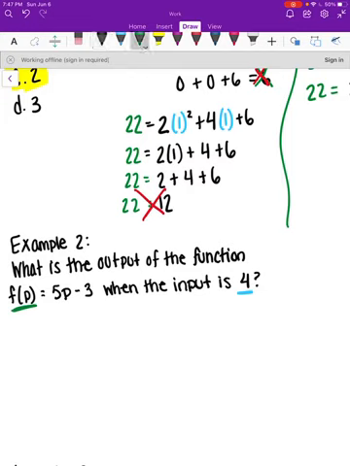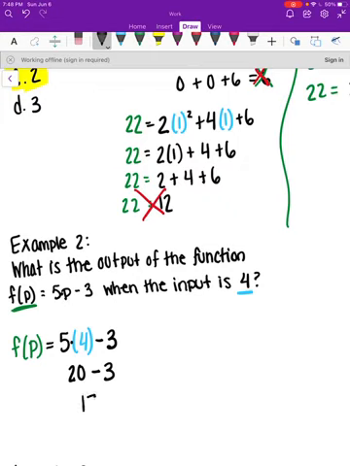So I'm going to write f of p in green because I don't know what that is. Equals 5. Instead of p, I'm going to write 4. And this is 5 times p, so that's why we're doing 5 times 4. All right, 5 times 4 is 20. And 20 minus 3 is 17. So f of p equals 17.